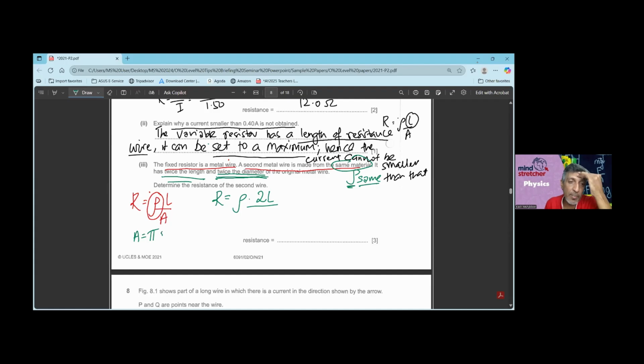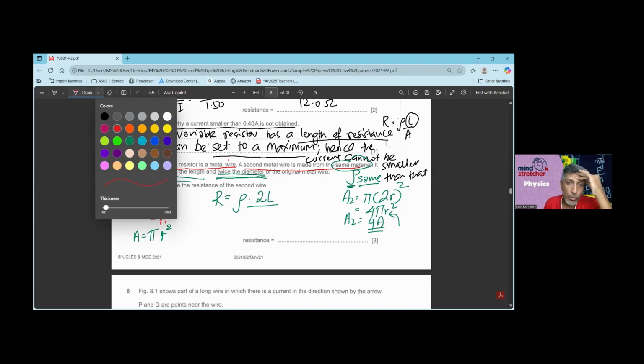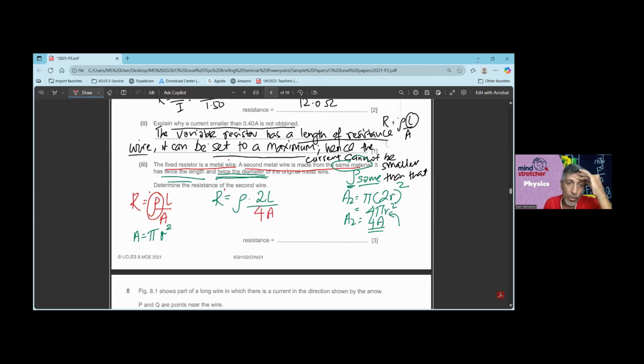Twice the diameter is the same as saying the radius is twice, right? The area is pi r squared. When my diameter is double, the new area is pi (2r) squared. Double the diameter means double the radius, so it becomes 4 pi r squared. So technically this area A2 is 4 times A. Can you see that? It's 4A.